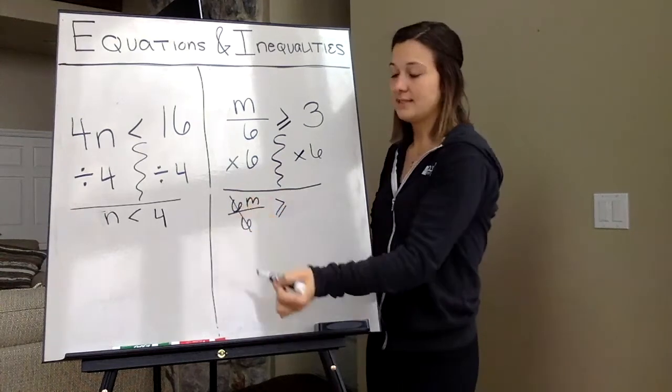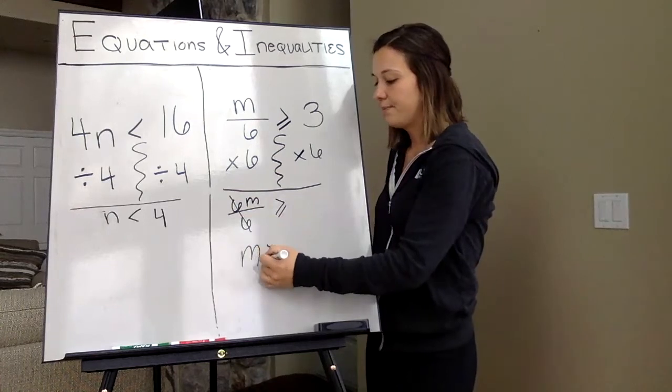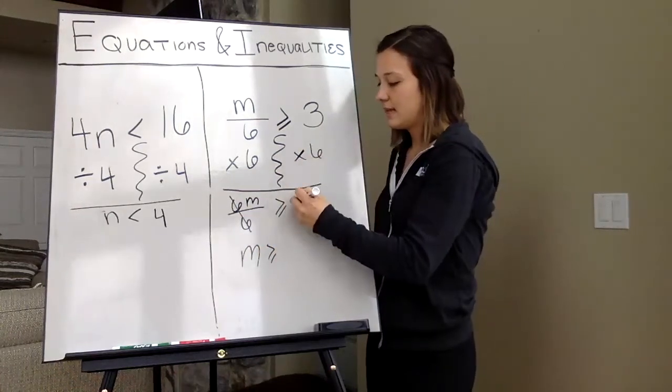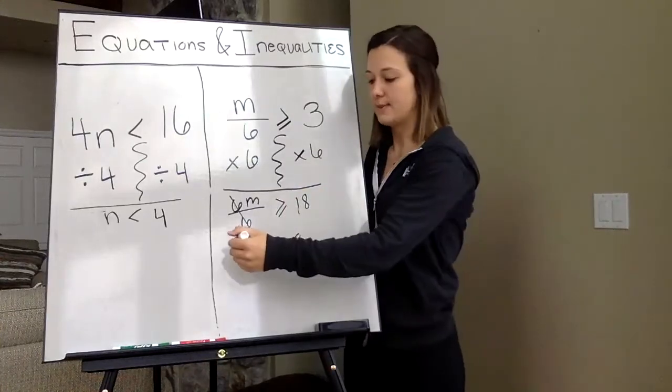And remember, we can cross these out because 6 divided by 6 is just m. So that leaves me with m. 6 times 6 is 18. So m is greater than or equal to 18. That's my solution.